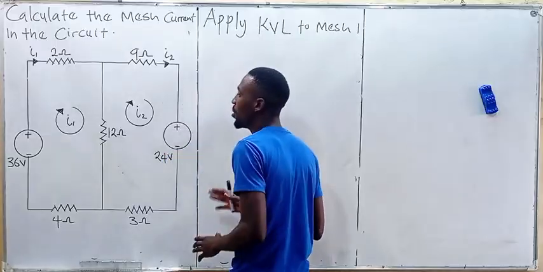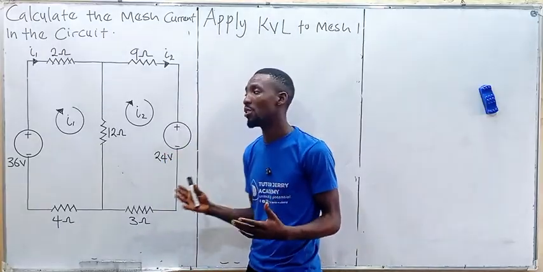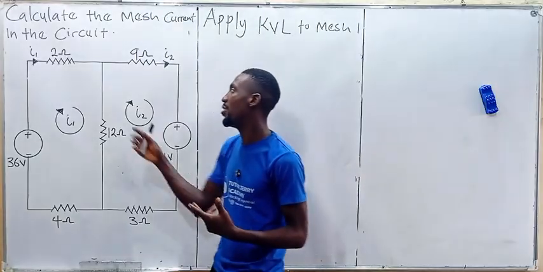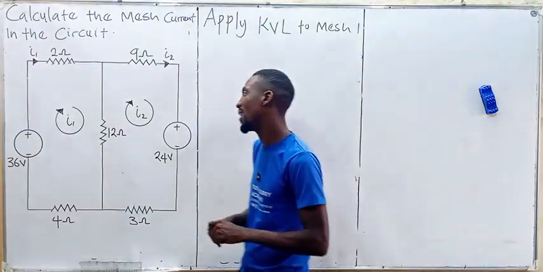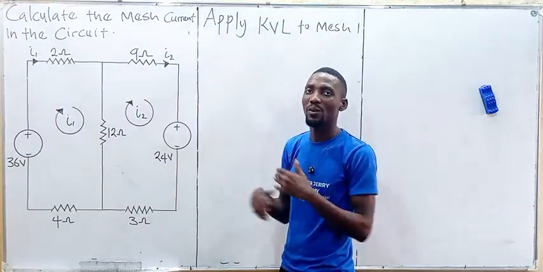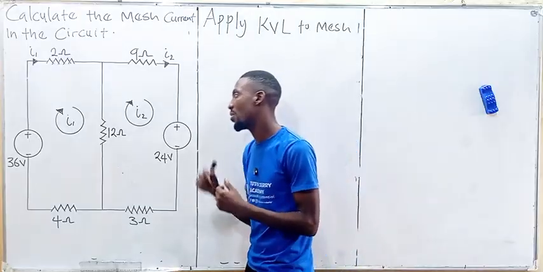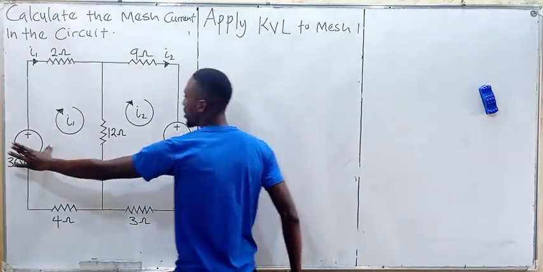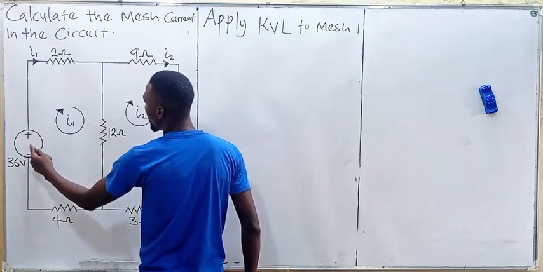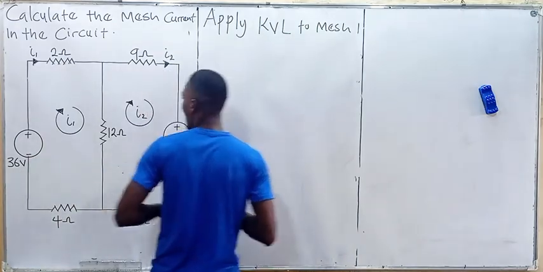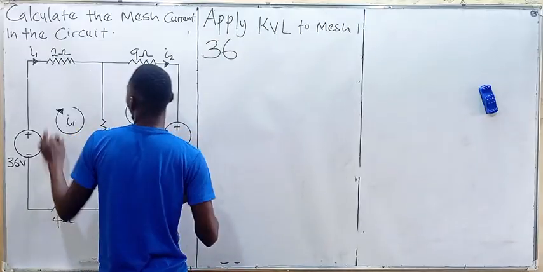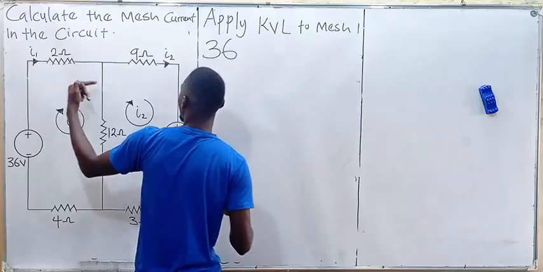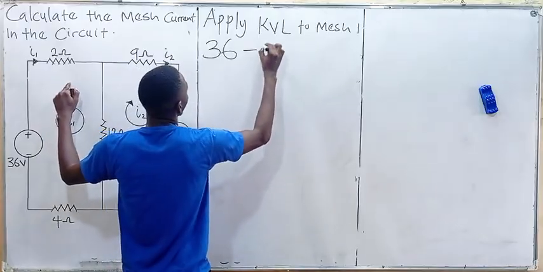Is that clear? When we have something of such, we are going to be taking a negative voltage across our resistor. When they are moving in opposite direction, we are taking a positive voltage across our resistor. But for the voltage source here, we are moving from negative to positive in this manner. So here we are going to have 36. Then the current here and the current here are going in the same direction, so it's going to be minus 2I.